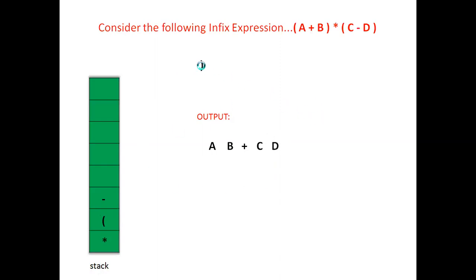Then our symbol is a right parenthesis. When a right parenthesis is got, pop the stack until the left parenthesis is reached. So pop the stack and print on output, and the left parenthesis is also removed from the stack. So the right parenthesis is over: a plus b, into, left parenthesis, c minus d, right parenthesis are all over.